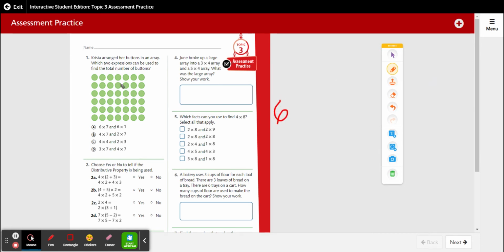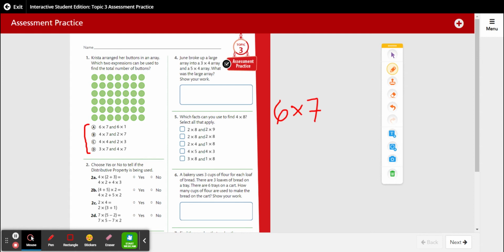Let's find the number in each group. 1, 2, 3, 4, 5, 6, 7. So the expression for this array is 6 times 7. Now let's look at our possibilities here and find the ones that will work. So the first one is 6 times 7 and 6 times 1.